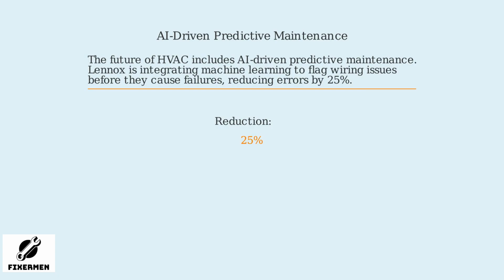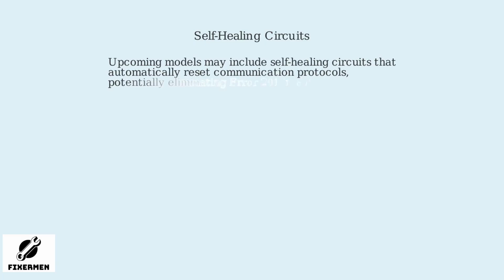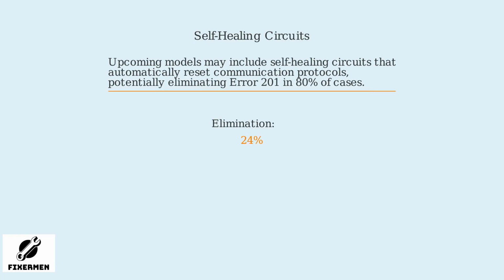Lennox is integrating machine learning to flag wiring issues before they cause failures, reducing errors by 25%. Upcoming models may include self-healing circuits that automatically reset communication protocols, potentially eliminating Error 201 in 80% of cases. Keep an eye on these advancements.